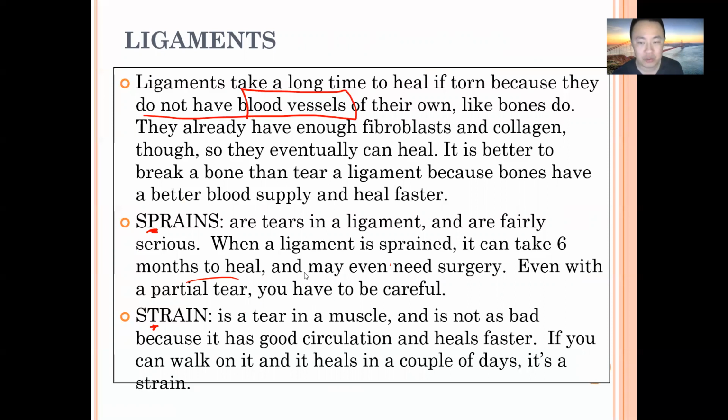Now, even with a partial tear, you have to be very careful. A strain here is a tear in the muscle and is not as bad because it has good circulation and heals faster. If you can walk on it and it heals in a couple of days, you had a strain with a T. Okay.